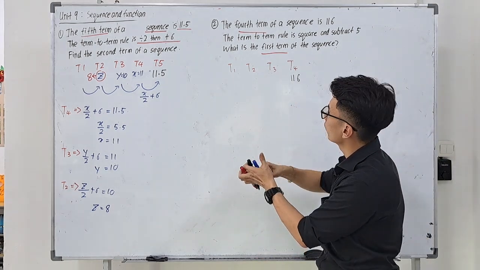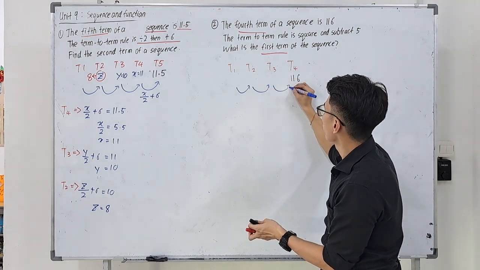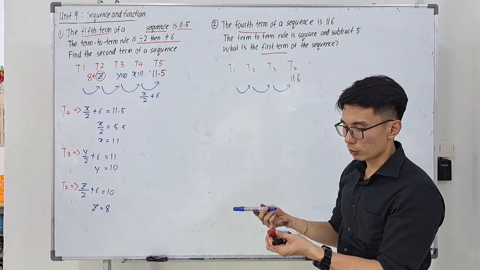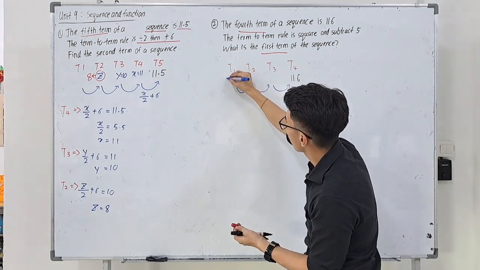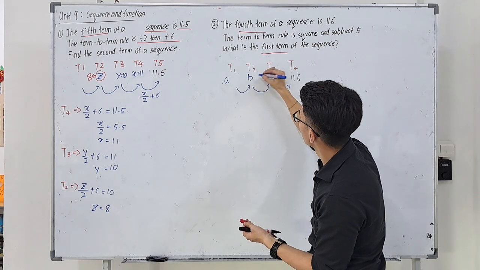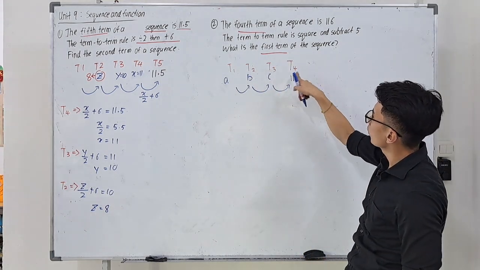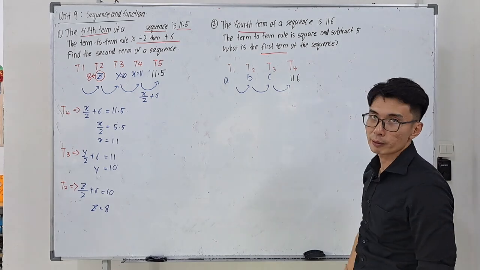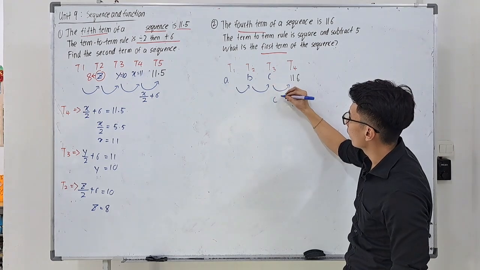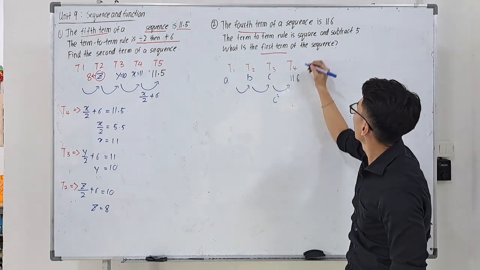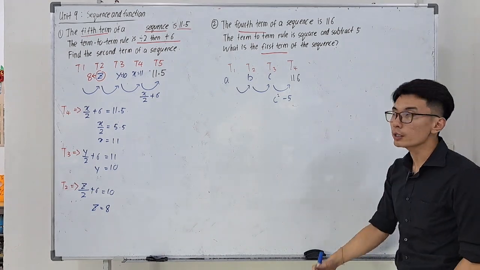Okay, so in this case, let's call these A, B, C. I have to take the term to term rule, which is square and then subtract 5. So whatever this number is here, I have to square it first, and then I have to subtract 5. And that will give me 116, right?